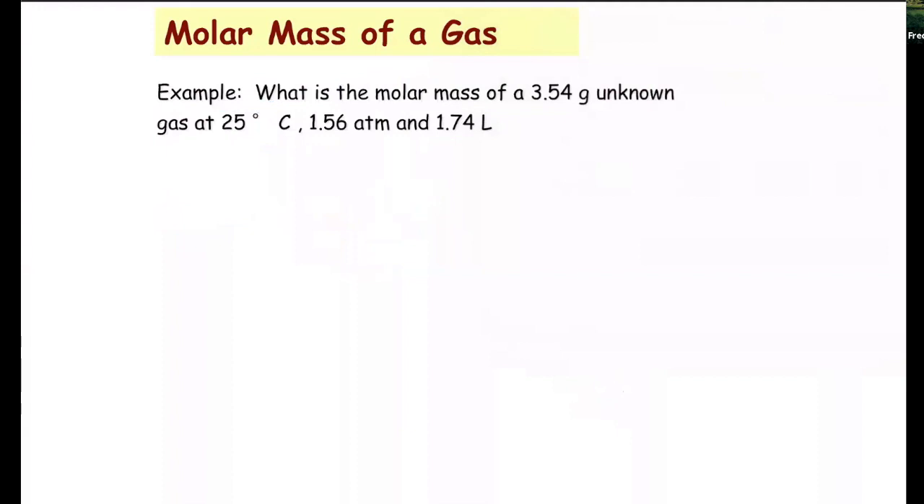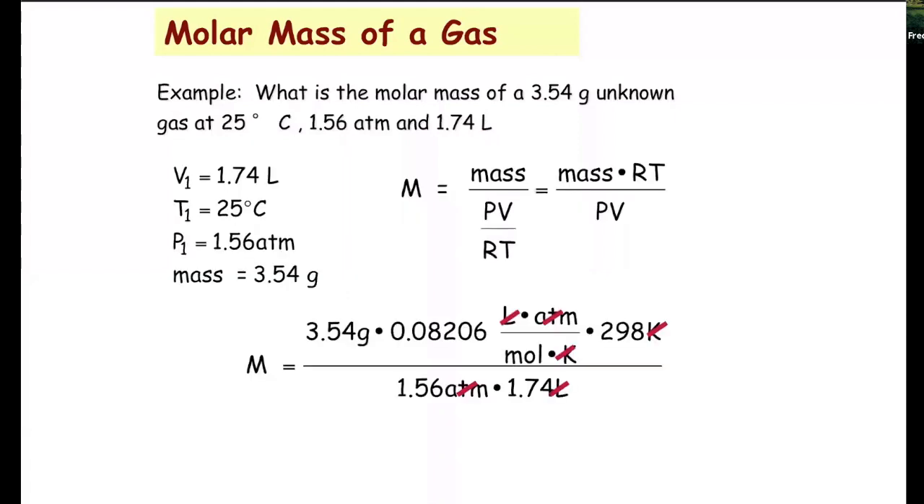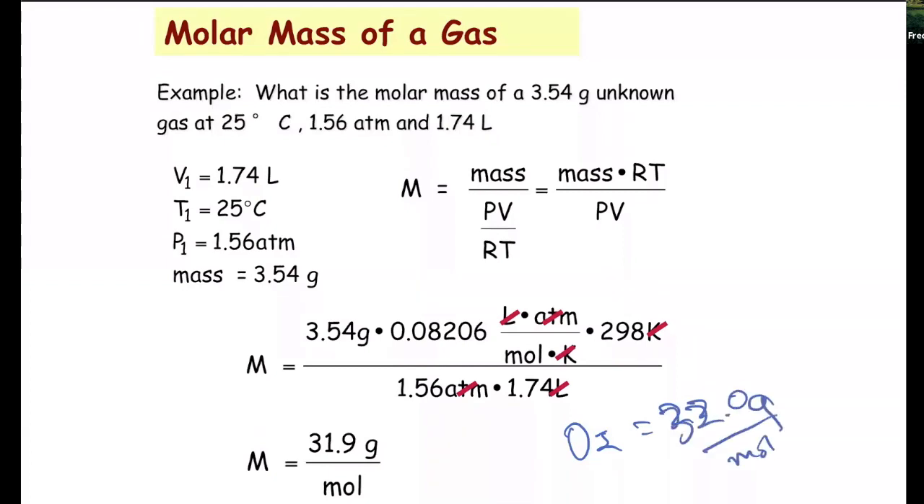So when you do that math, I told you, gas laws are intense in math. So don't say I didn't warn you, okay? Here it is right here. We cancel it out and we get 31.9. And if you think about this, what gas common in our atmosphere has a molar mass of about 32? That's oxygen. So this is probably oxygen. O2 is 32.0 grams per mole.